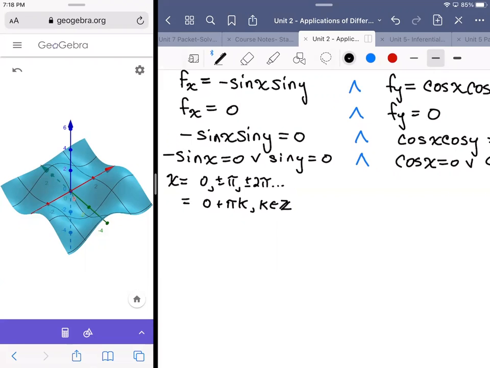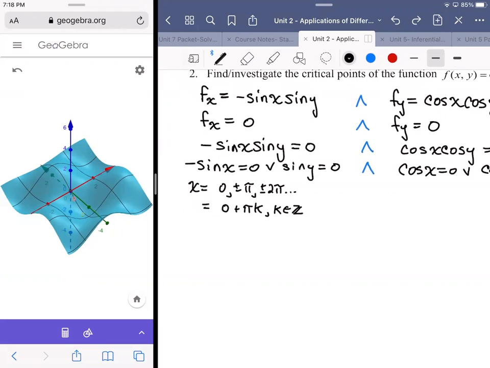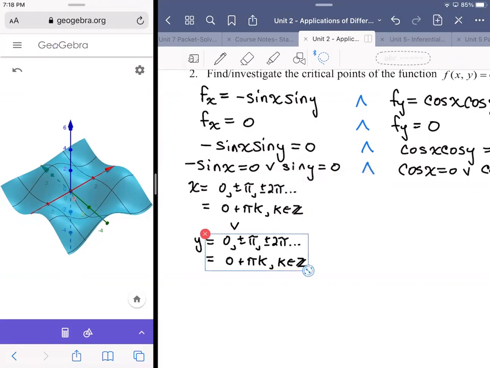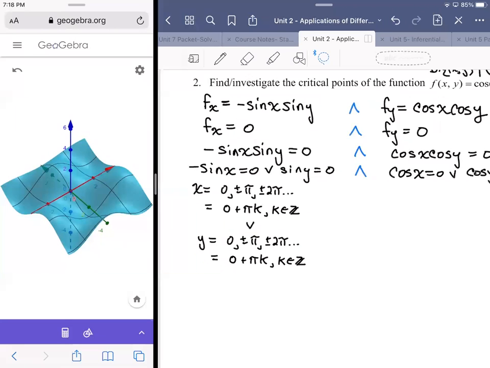Now, 0 plus pi k is really the same as saying just pi k, right? But I'm indicating it as a linear relation where I have a start and then a slope, so it's just something that I prefer to do. So, or y, well, y is the same deal, right? It's still a sine function. So I put the or in between. I mean, you get the idea. I ran out of room, so it is what it is.